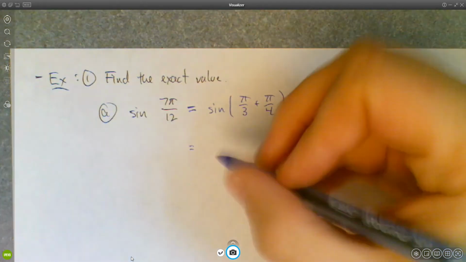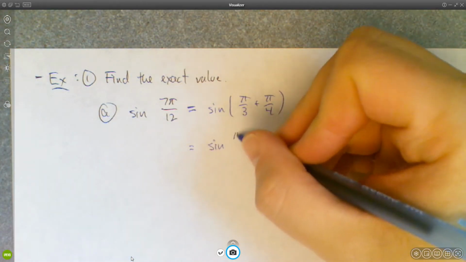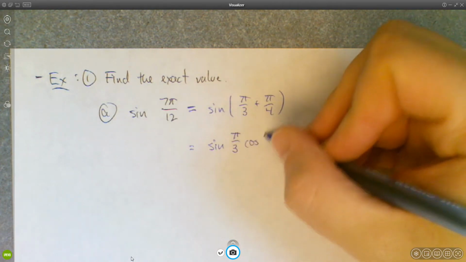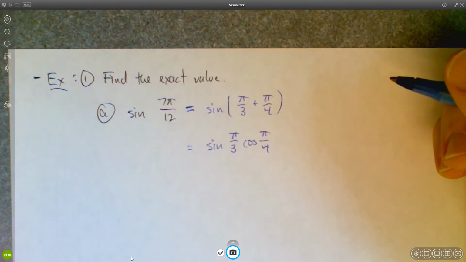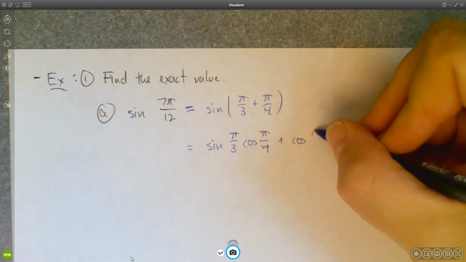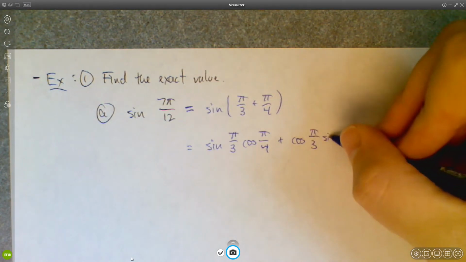Now I can apply the sum formula for the sine function. For the sine function, it's sine A cosine B plus cosine A sine B.